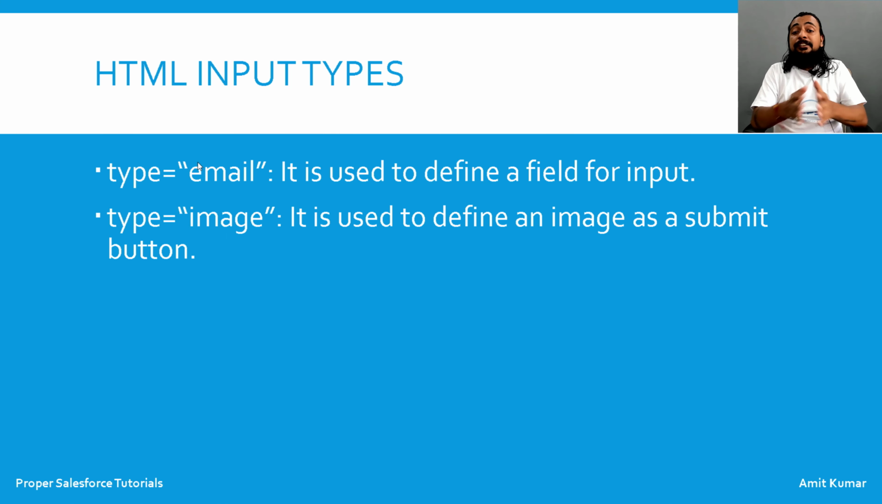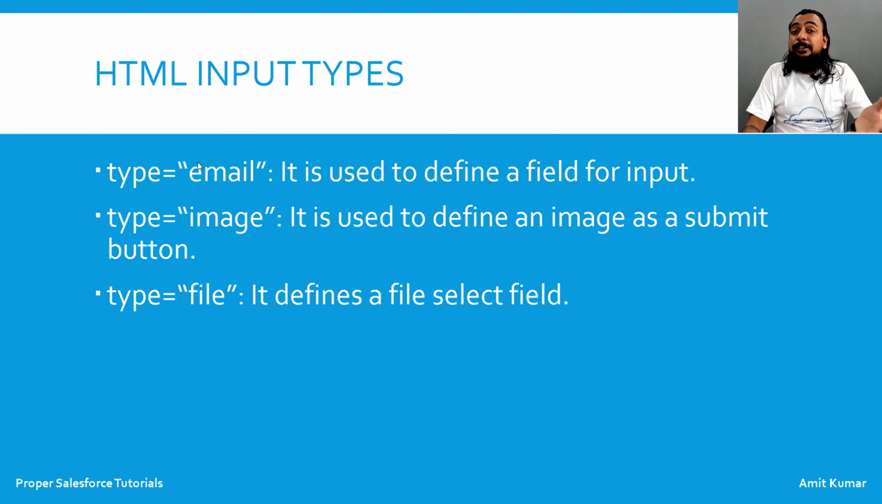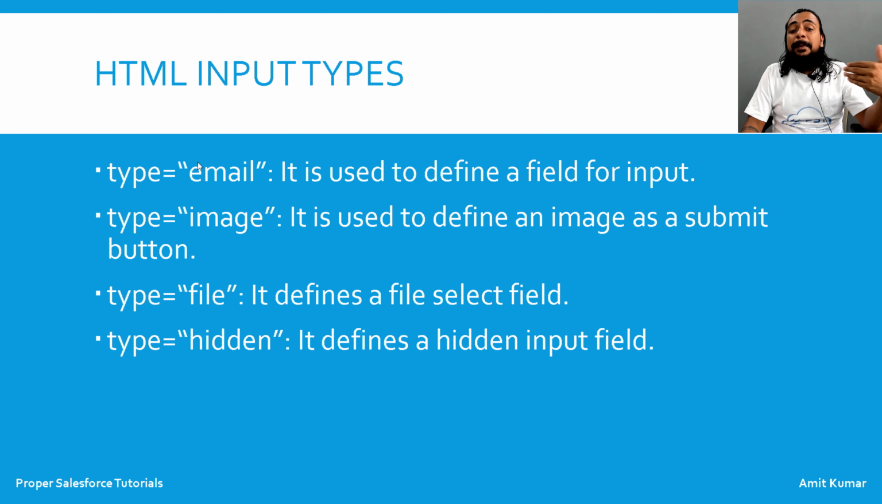Type as image is used to define an image as a submit button. So type as image is also a button, but here you can specify an image as the submit button. Type as file lets you select a specific file from your system. Type as hidden is used to provide a hidden input field.